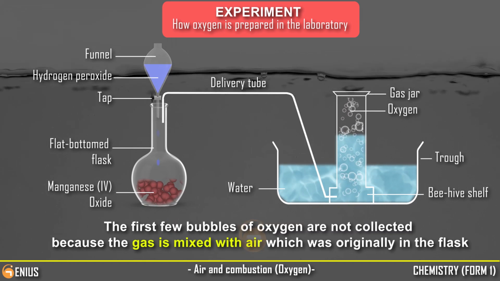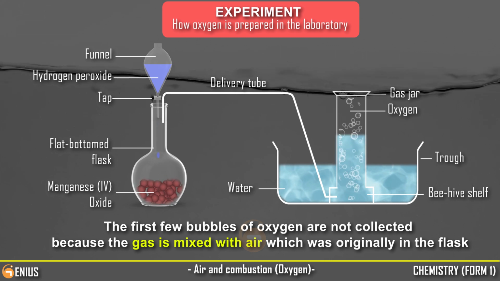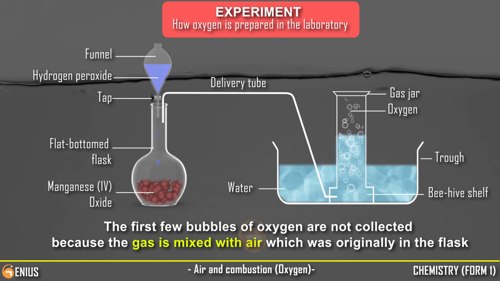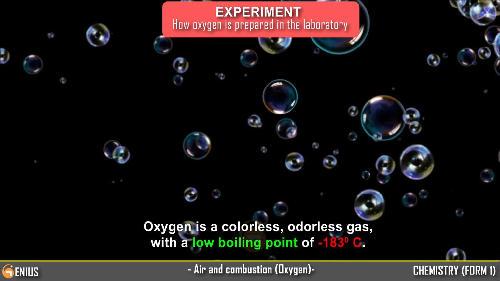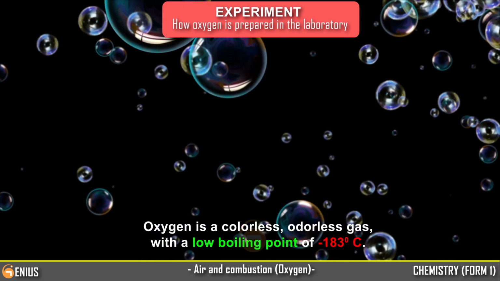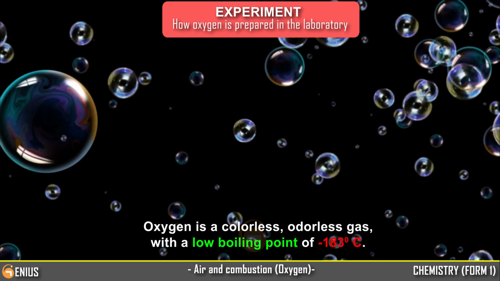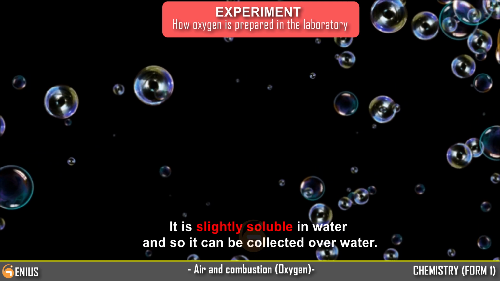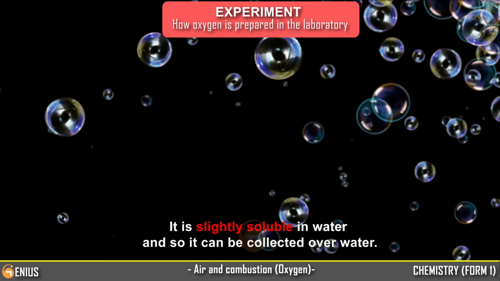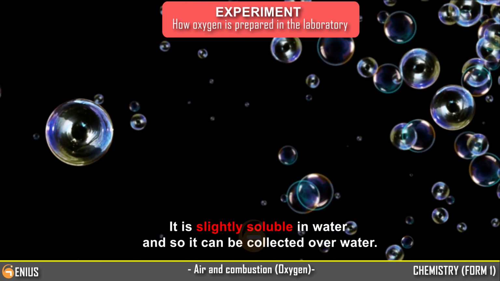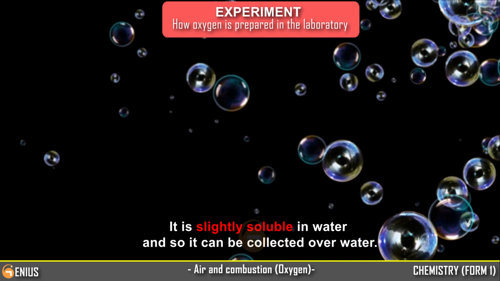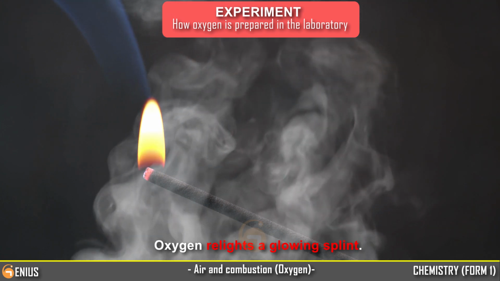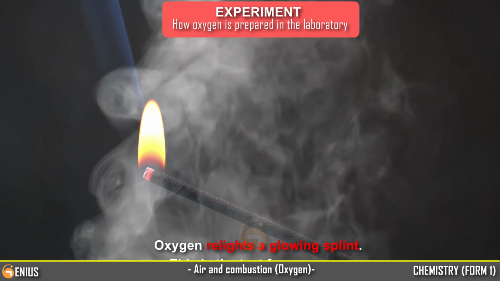The first few bubbles of oxygen are not collected because the gas is mixed with air which was originally in the flask. Oxygen is a colorless, odorless gas, with a low boiling point of -183 degrees Celsius. It is slightly soluble in water and so it can be collected over water. Oxygen relights a glowing splint. This is the test for oxygen.